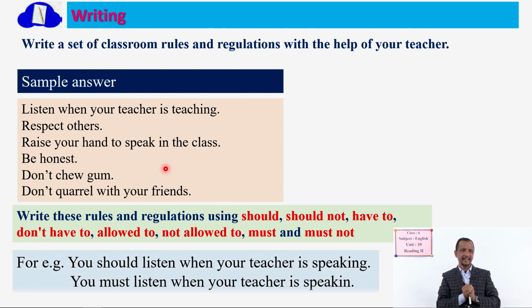Now example, in this way you can do. See, you should listen when your teacher is speaking. Oh, this one we made in this way using should. That is for permission or obligation. Yeah, you must listen when your teacher is speaking. In this way you have to convert. Will you please, can you do this? Well, you can do this.